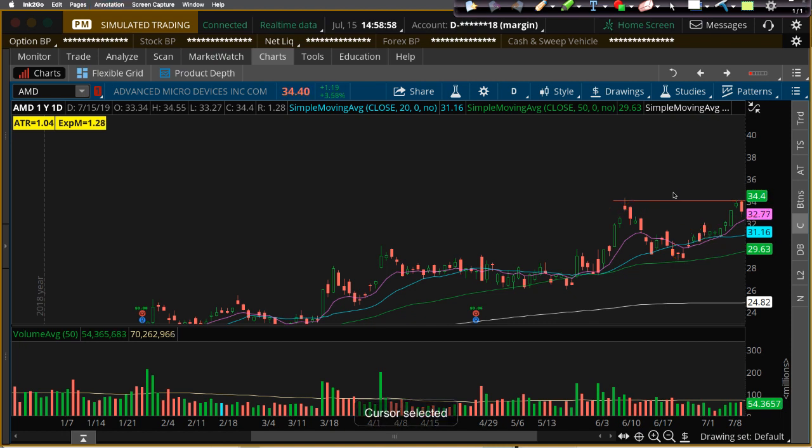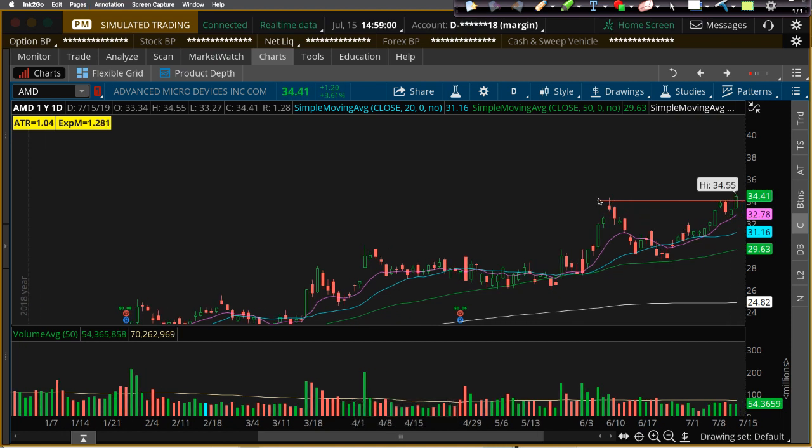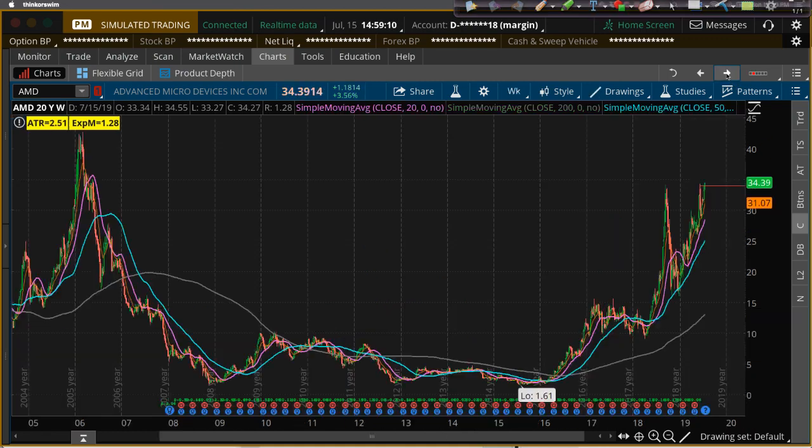Now, looking at this trade, it's set up with what's called a cup and handle pattern, and it looks like it's poised to break out again. And there are lots of different targeting techniques, but one of the simplest is to look at a bigger time frame on the chart.